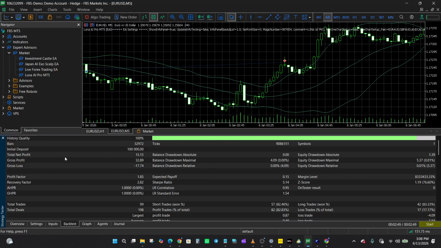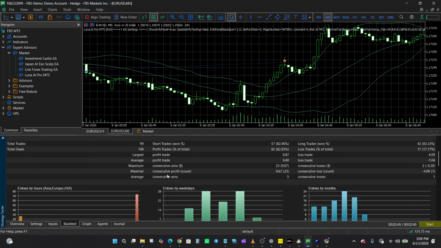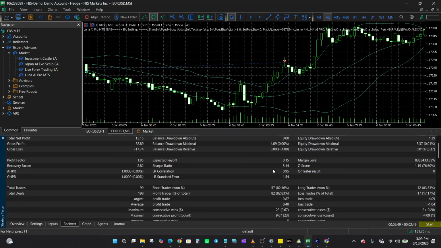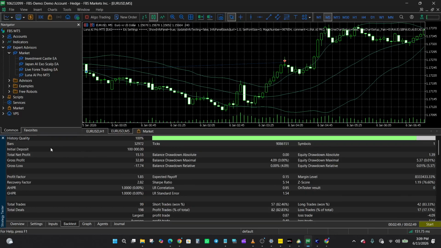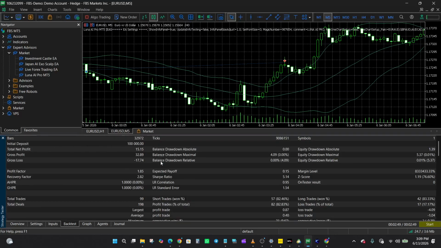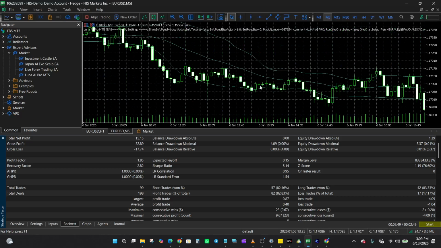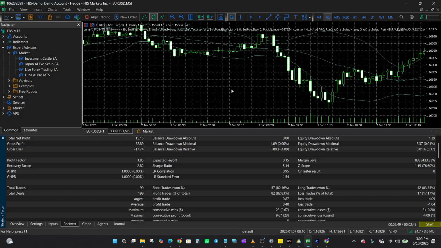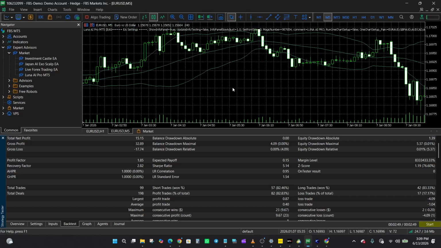gross loss, because we can see that out of gross profit of 32.89, the gross loss was negative 17.74, leaving a net profit of just $15.15. Meanwhile, this EA is targeting short-term price movement, with the largest profit at just 87 cents, and the initial deposit is $100,000, right? So the EA seems to be targeting short-term price movement, as you can see on the chart. All right, it doesn't seem to be holding trades for a very long time.